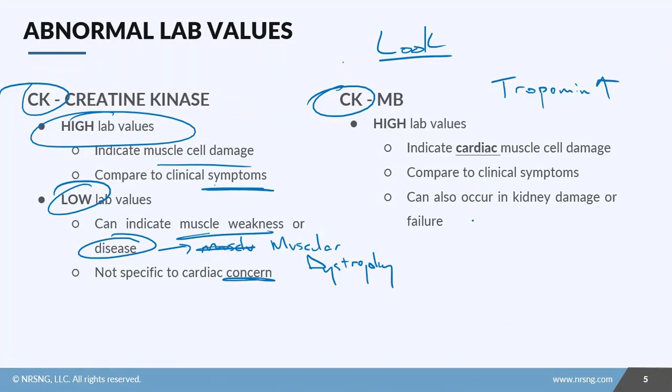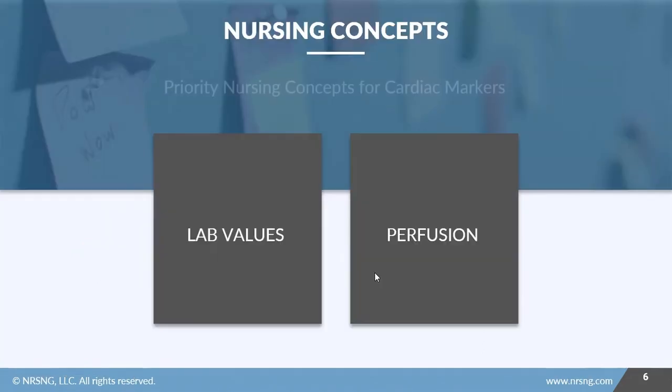Now, your CKMB levels should be low usually at all times. That level is going to be elevated if there's some sort of cardiac injury. CKMB can go up for other reasons, like kidney damage or kidney failure. So that's why I'm saying you need to pay attention to your patient's clinical symptoms and the overall diagnosis, and then look at the labs and then the trends when you're looking at all these levels. For this lesson, we really focused on the nursing concepts of lab values and also looking at how cardiac cell damage can affect those certain levels as a result of decreased perfusion.